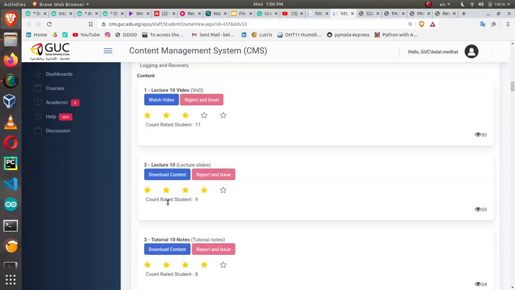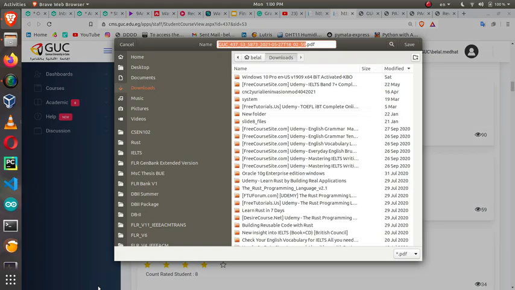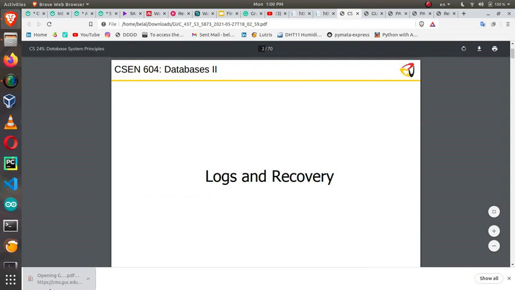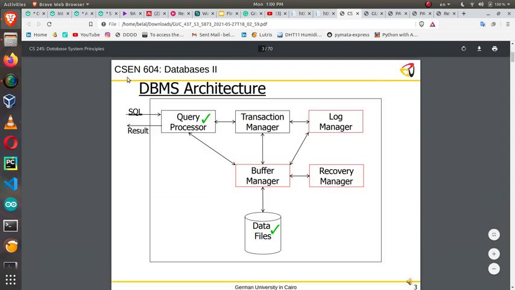Lecture 10. By this tutorial we are finished with the query processor, and we are going to move to these 4 components: the transaction manager, the log manager, the buffer manager, and the recovery manager. We will focus on these highlighted 3 components in the next tutorial, tutorial number 10, about the logging techniques and database management systems. Thank you so much. See you and goodbye.